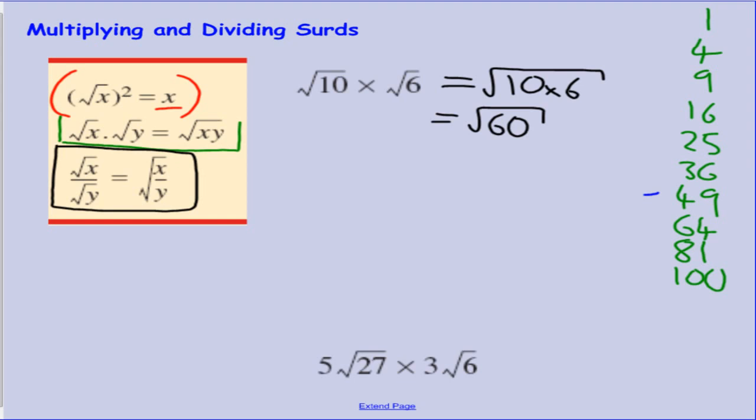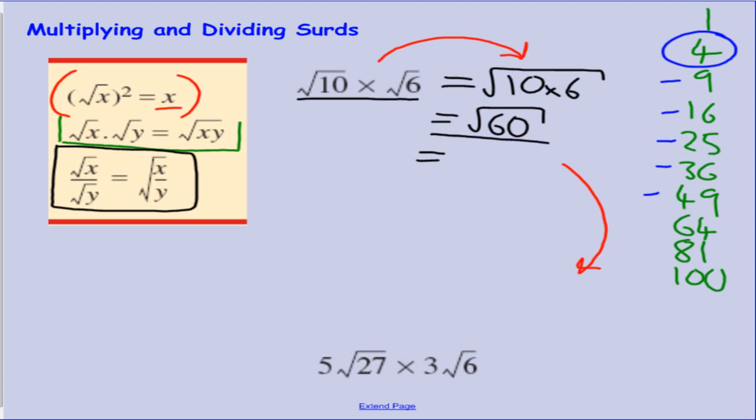49 definitely doesn't go in, 36 cannot, 25 cannot, 16, can 16 go into 60? No, it cannot. 9, can 9 go into 60? No. What about 4? Can 4 go into 60? Yes. 4 is our factor. We need to write our next line. Now, this seems counterproductive in that we're going from this step of joining them together, and then in our remaining few steps, we're going to be pulling them apart again. Now, we need to be able to do this because both this question and this answer are not as simple as they can be. So we need to keep pushing forward.